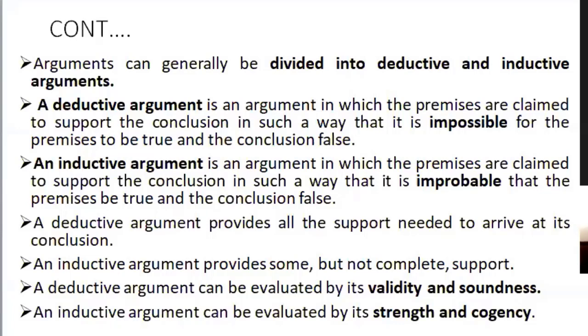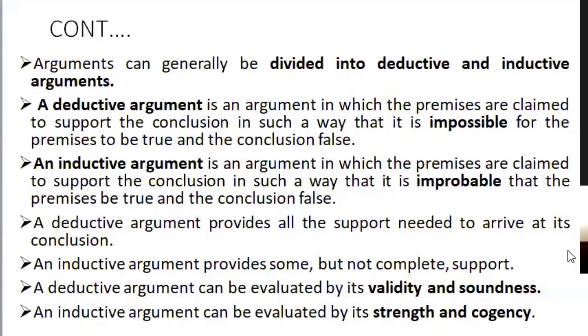So a deductive argument provides all the necessary support needed to arrive at its conclusion. Which means, in the case of a deductive argument, we can say certainly something about the conclusion because we have the evidence, the claims, or the supports which help us in inferring. Whereas in the case of an inductive argument, we don't have complete control, or we don't have complete evidence. So our inference depends on probability, not certainty.